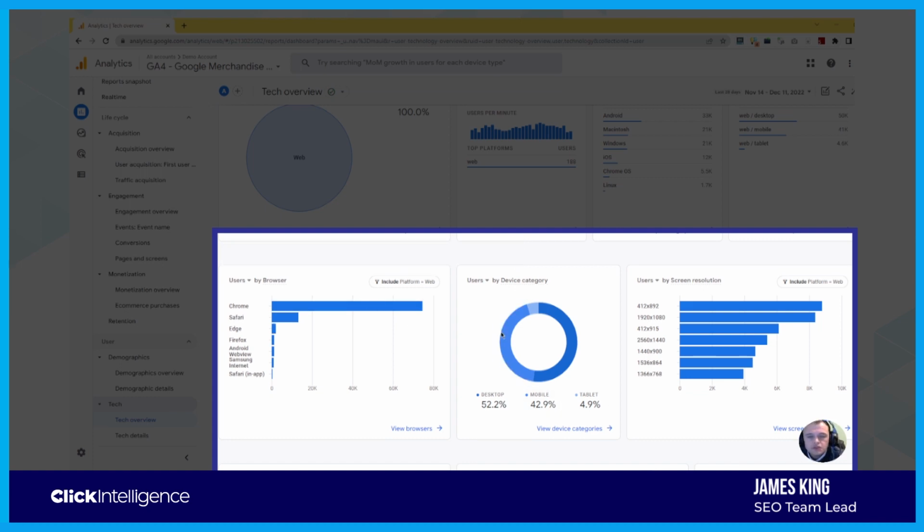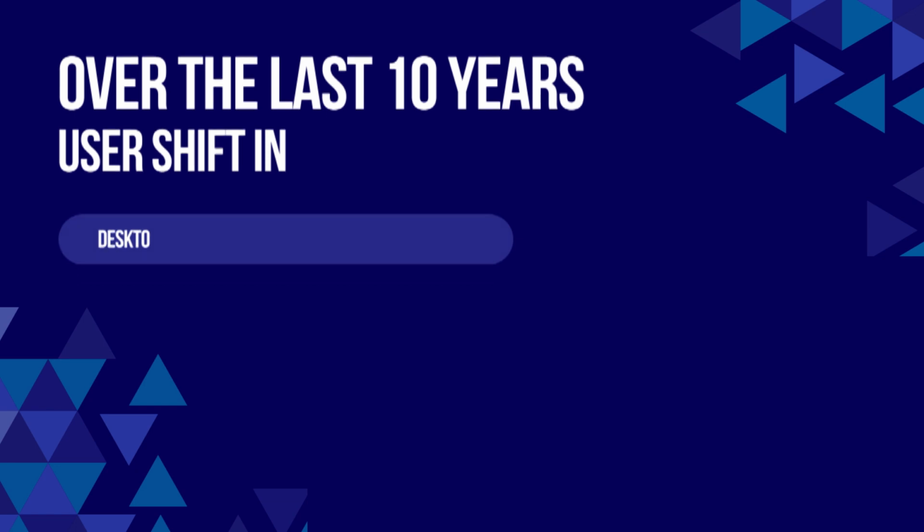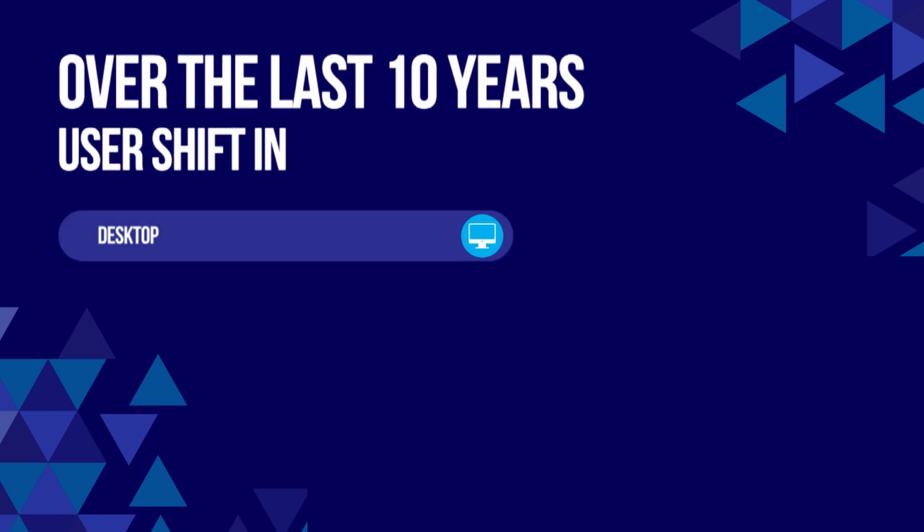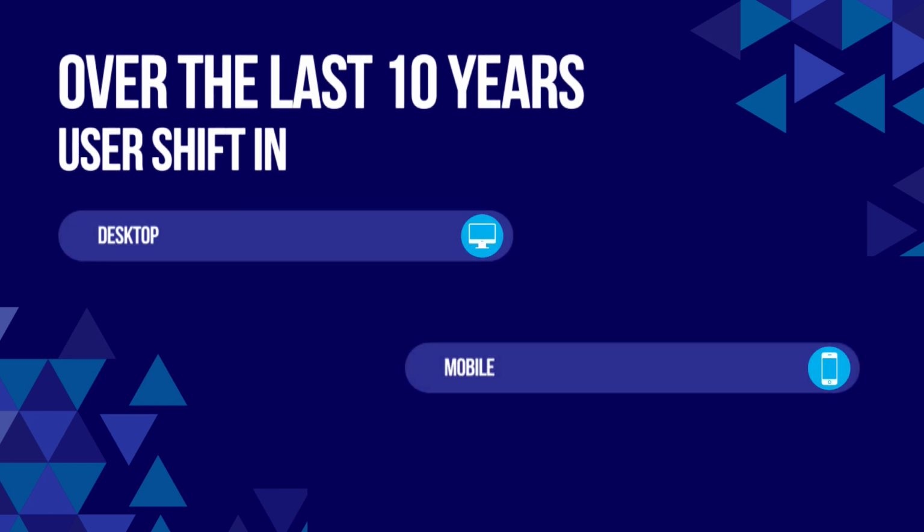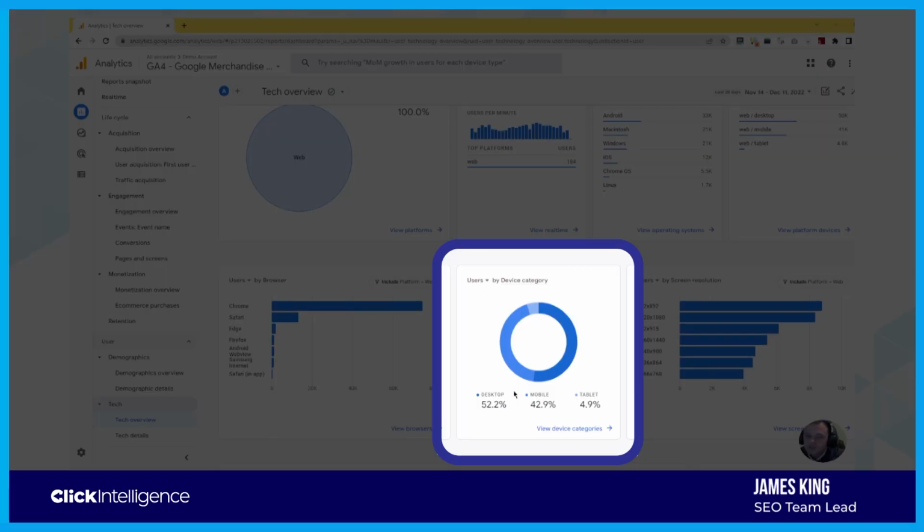And then you can see users by device category. Over the last 10 years, there's been more of a shift between desktop and mobile. So that gap between mobile and desktop is getting narrower, as we can see in this instance on this demo site, that 43% of traffic is coming from mobile.